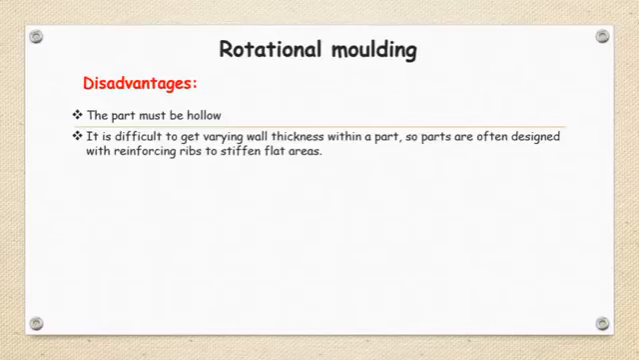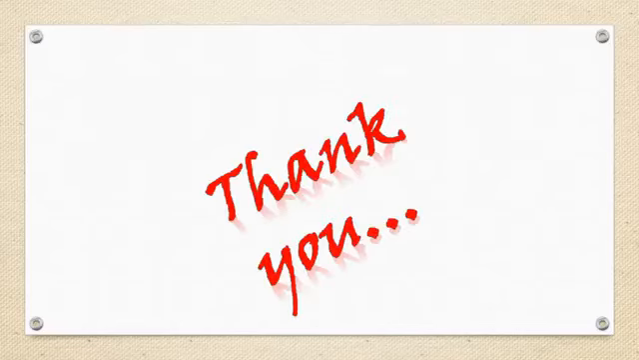Disadvantages: the part must be hollow. Whatever you are preparing will be prepared hollow only. No other complex geometries can be prepared. It is difficult to get a varying wall thickness within a part. Within a part you cannot get varying thickness. A constant thickness component of larger dimensions you can prepare. So the parts are often designed with reinforcing ribs to stiffen flat areas. These are a couple of the disadvantages of rotational molding.